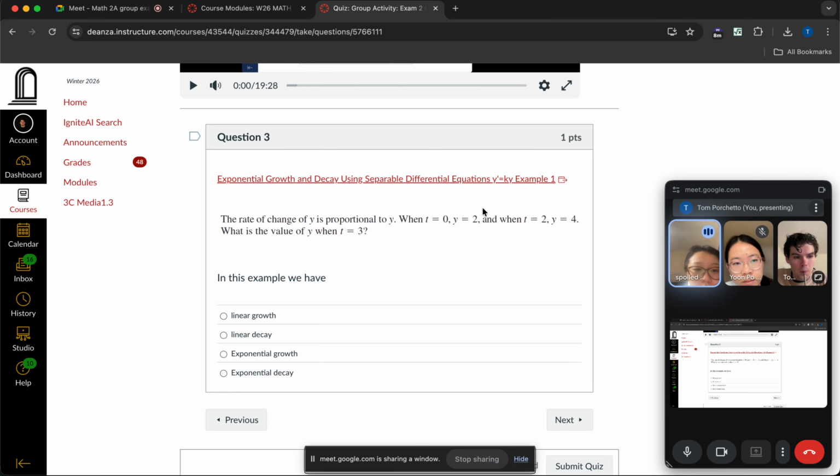Question 3. The rate of change of y is proportional to y. When t is equal to 0, y is equal to 2, and when t is equal to 2, y is equal to 4. What is the value of y when t is equal to 3? So in this example, we have exponential growth.